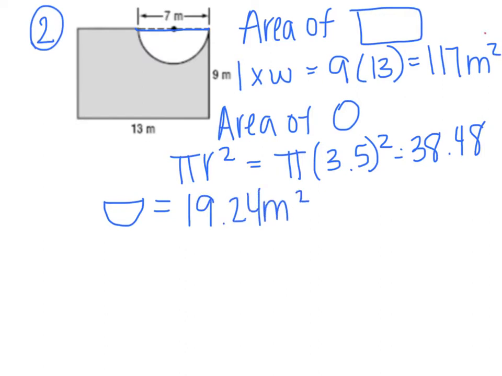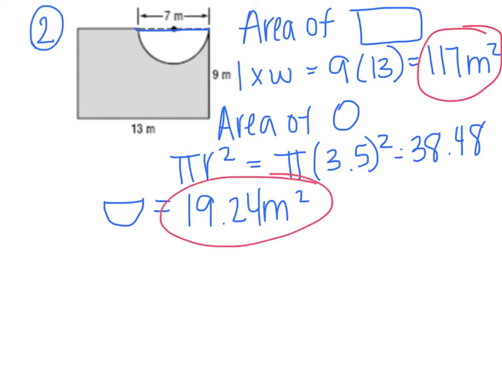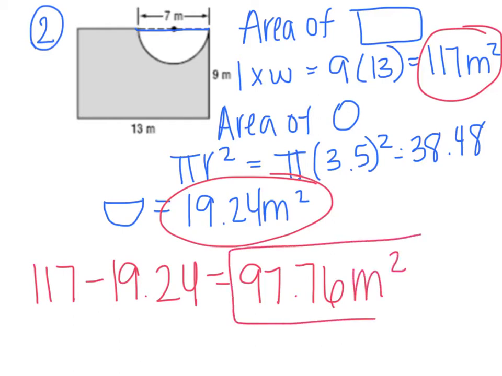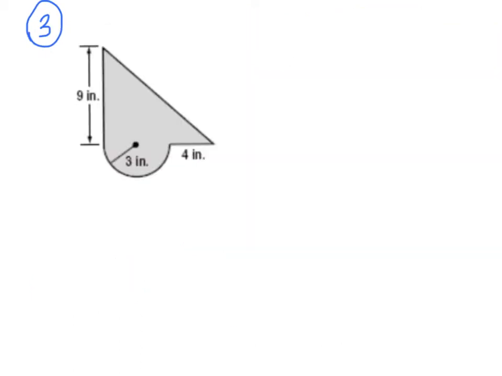So now we are going to take this number minus this number. So 117 minus 19.24. The area of the shaded region is 97.76 meters squared. Let's look at the next one.